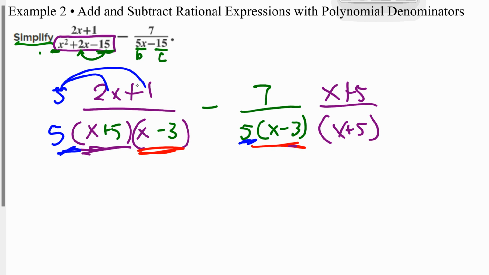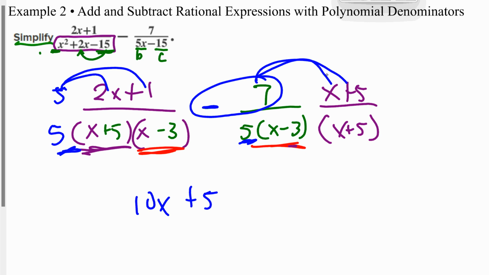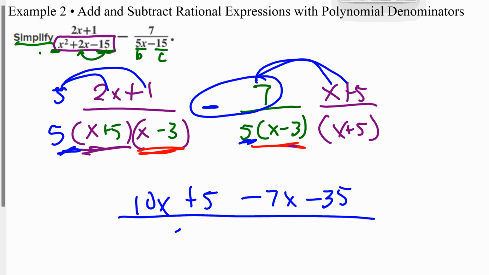So then I distribute this 5, and I get 10x plus 5. And then here I'm going to take this negative with it, so negative 7 I'm going to distribute to both of those and get a negative 7x and a negative 35. And then on bottom, I can just keep them as factors. 5 times x plus 5 times x minus 3, that LCM, the least common multiple, because then I don't have to factor anything else out.